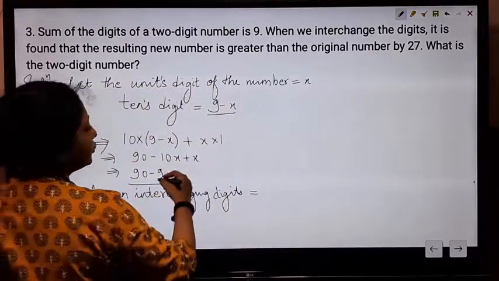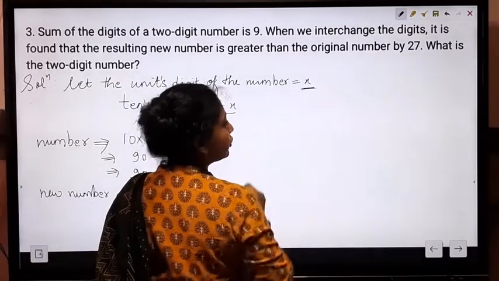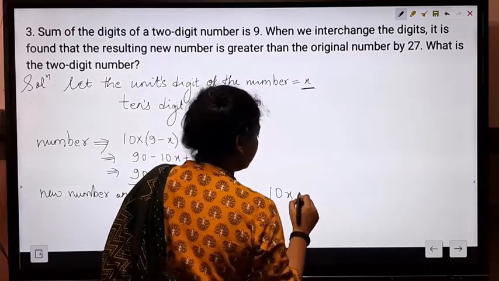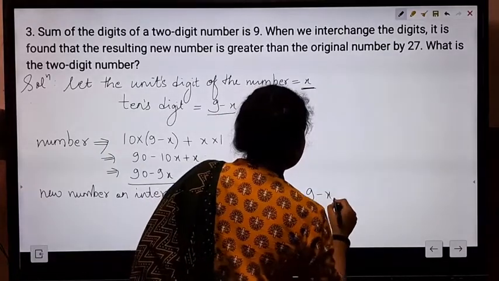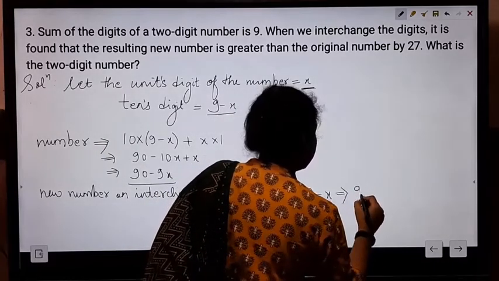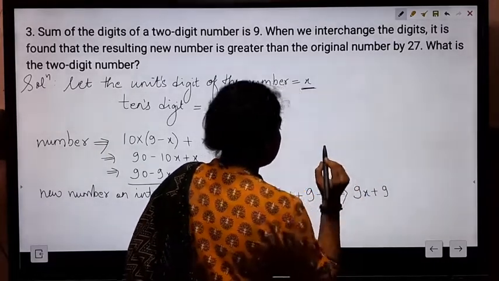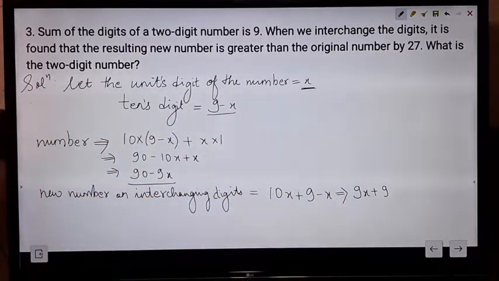Interchanging the digits, what should the new number be? This will be on the tens position, so 10 into x, plus, this is in the units position, 9 minus x. Our number will be 9x plus 9. This is our new number.